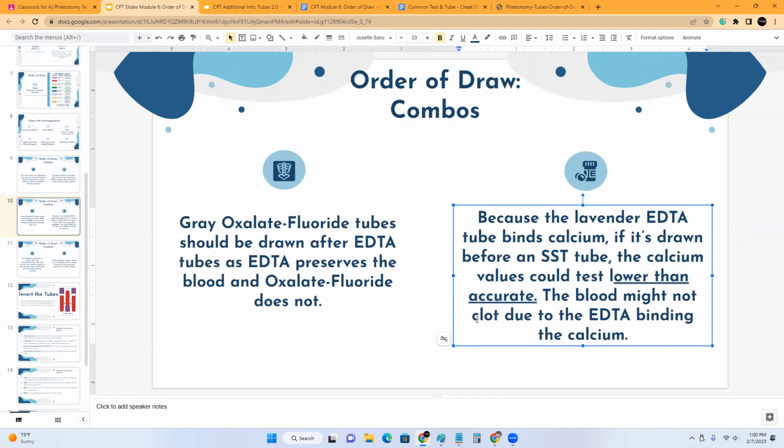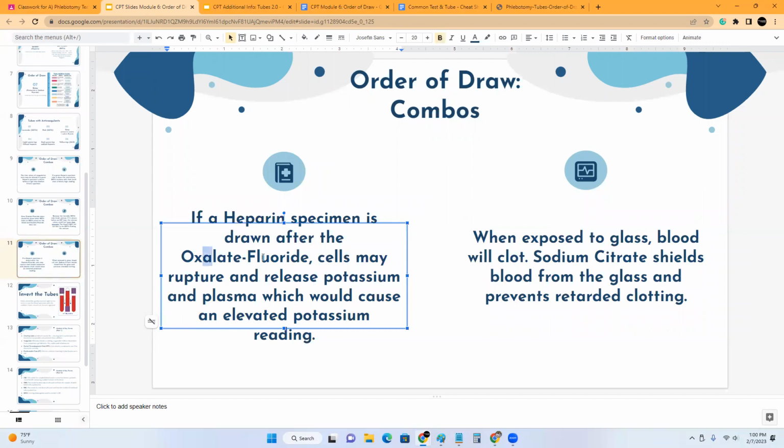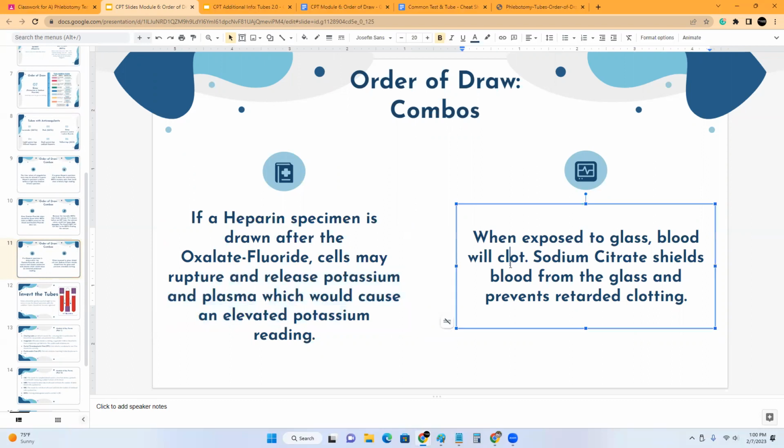The blood might not clot also because of the EDTA, and the SSTs, tigers or gel tubes require clotting. Heparin specimens drawn after the oxalate may cause cells to rupture and release potassium in plasma, causing potassium levels to be off. And exposed to glass, blood will clot. So sodium citrate shields the blood from the glass and prevents it from clotting.